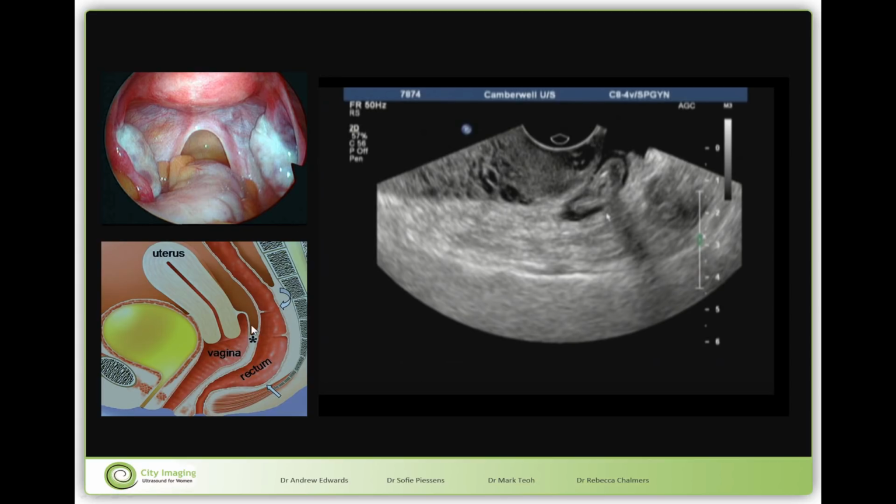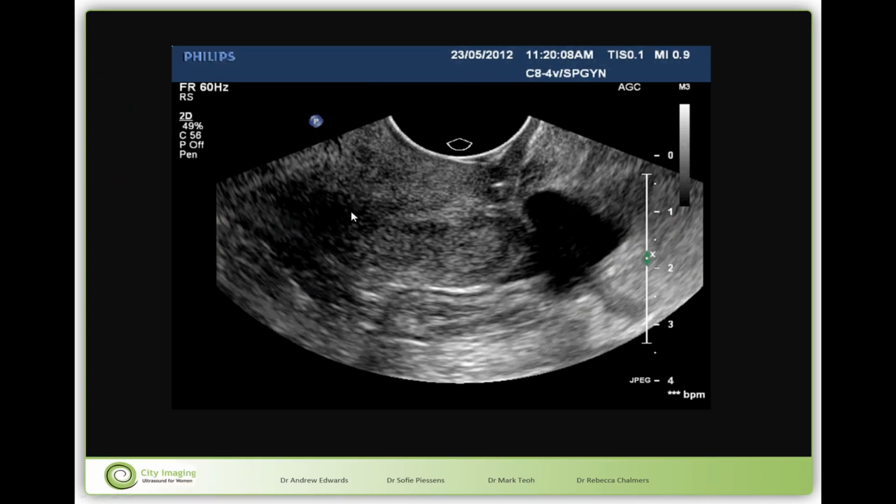Now obviously if we just look in sagittal section, we're not going to see the sacrouterine ligaments, because when we look here, the sacrouterine ligaments are towards the left and towards the right of the midline. So if we want to see the sacrouterine ligaments with ultrasound, we can look in sagittal section, but we need to move towards the left or the right to see it. And that's demonstrated in this clip.